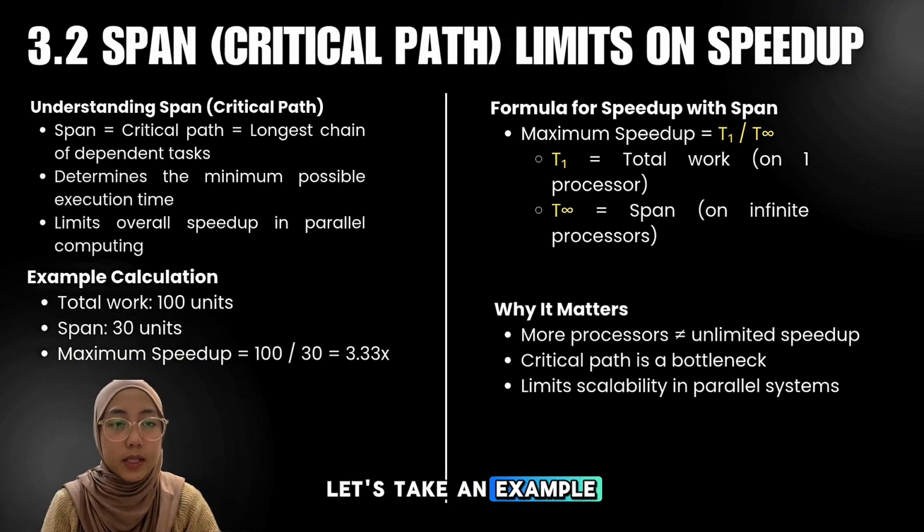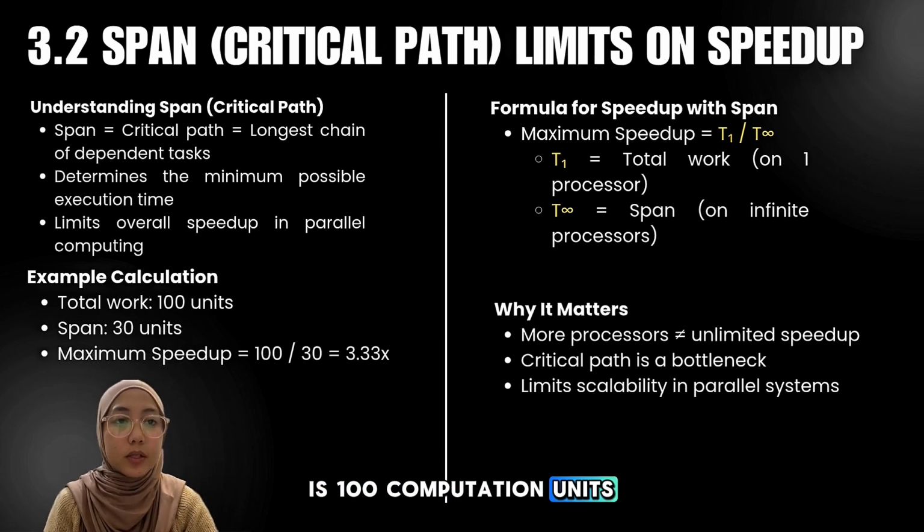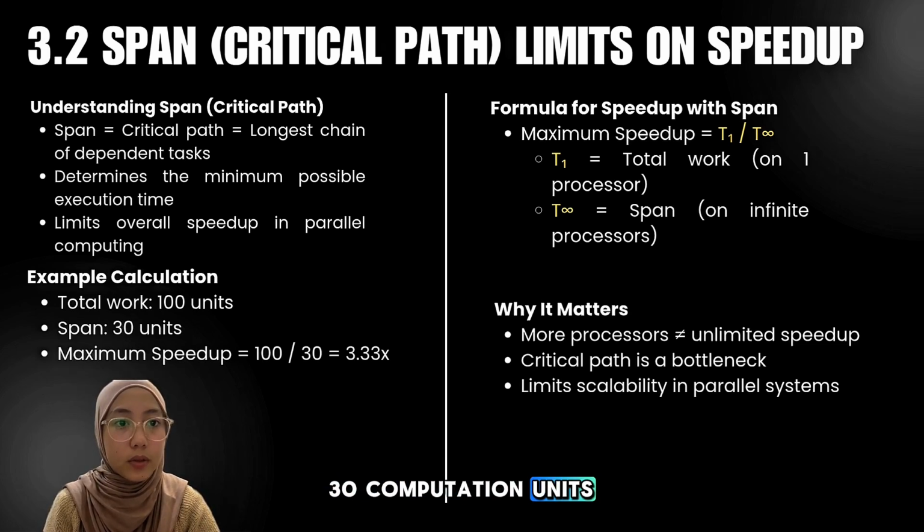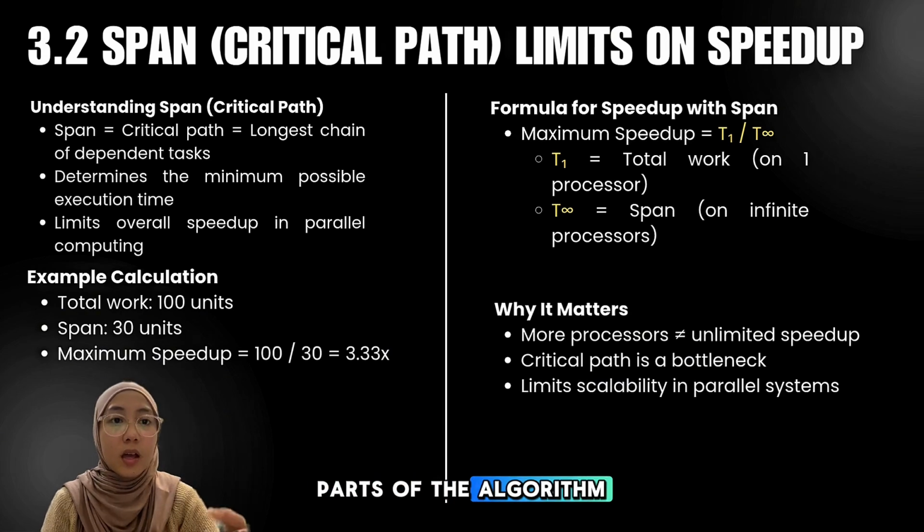Let's take an example. Suppose the total work is 100 computation units and the span is 30 computation units. Using the formula, maximum speed up equals 100 divided by 30. This gives us approximately 3.33 times speed up. So, even with unlimited processes, the best speed up we can get is only 3.33 times because of the sequential parts of the algorithm. Why does it matter?